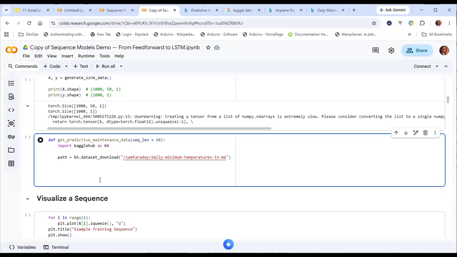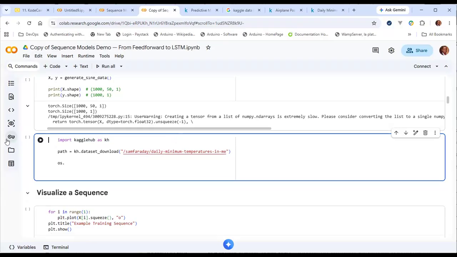So let's do something like OS. Let's just download it straight up. I may not have enough time to call the function again. All right.